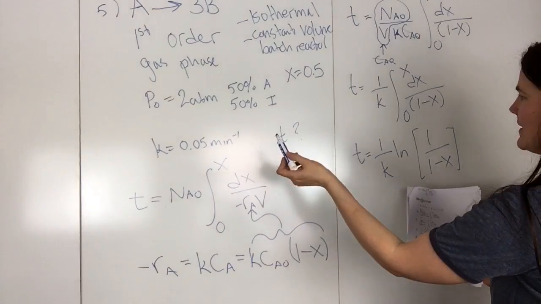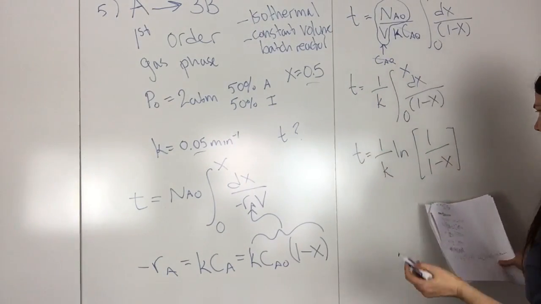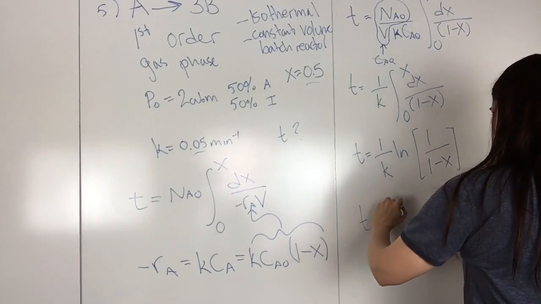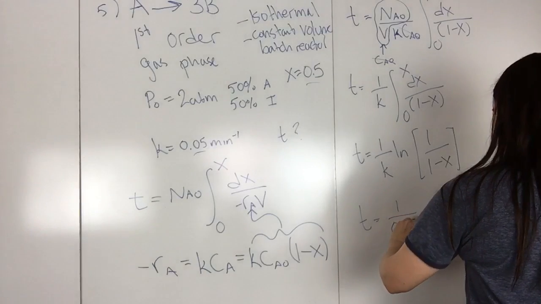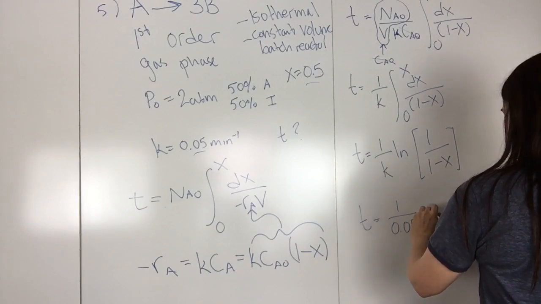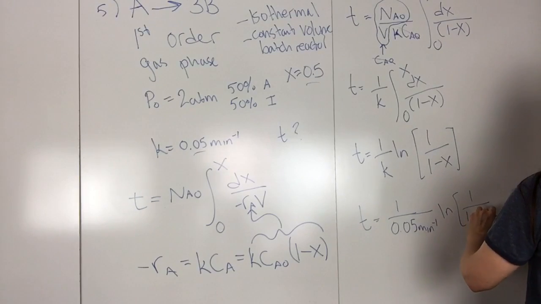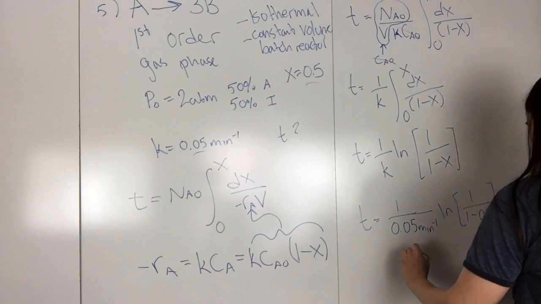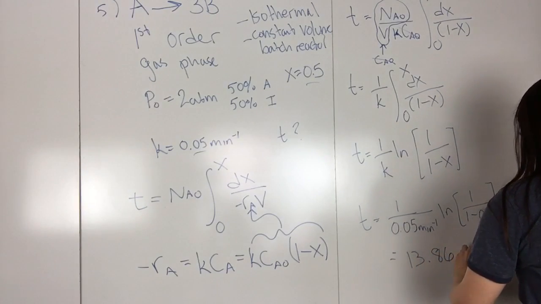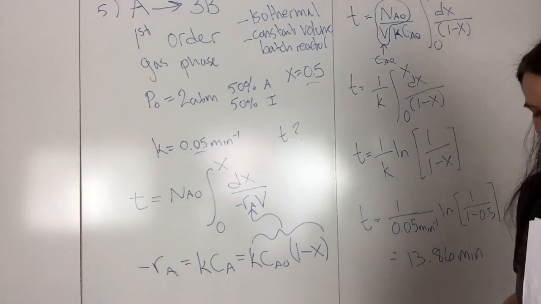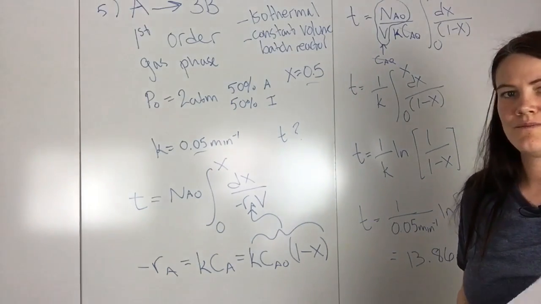We know what K is because it was given. We know x because we solved for it in the previous part. So if we plug that in, we have 1 over K, which is 0.05 per minute, times the natural log of 1 over 1 minus 0.5. And solving that, we get 13.86 minutes to reach 3 atmosphere and 50% conversion in the reactor.